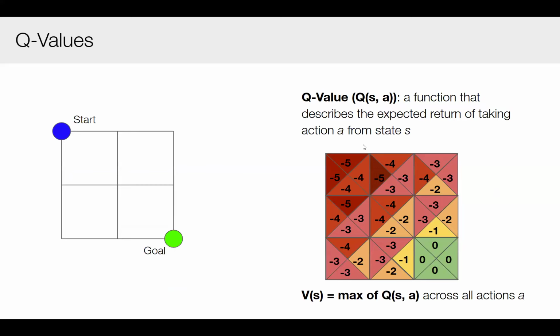So if we're just looking at this top left square in this Q value table, this -4 would be the expected return if you were to move right. This -4 would be the expected return if you were to move down, et cetera, et cetera. So the important thing to note here is that the value of a state is equivalent to the maximum of all Q values associated with that state across all actions A. That's an important relation that I'm going to keep coming back to throughout this lecture.